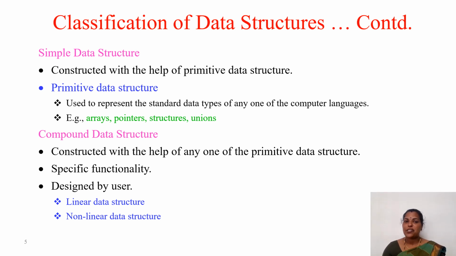Examples for primitive data structures are arrays, pointers, structures and unions. Then coming to the compound data structure, it is constructed with the help of any one of the primitive data structures. So we are getting the help of the primitive data structure to construct the compound data structure, and it mainly has some specific functionality.